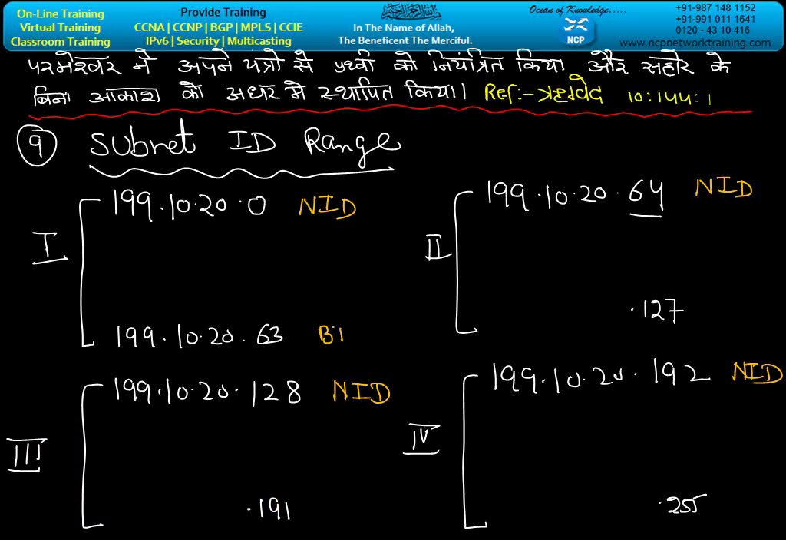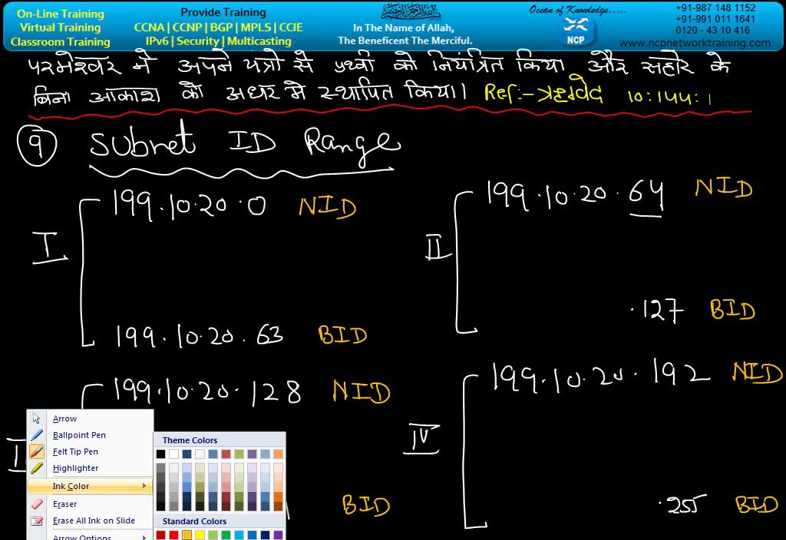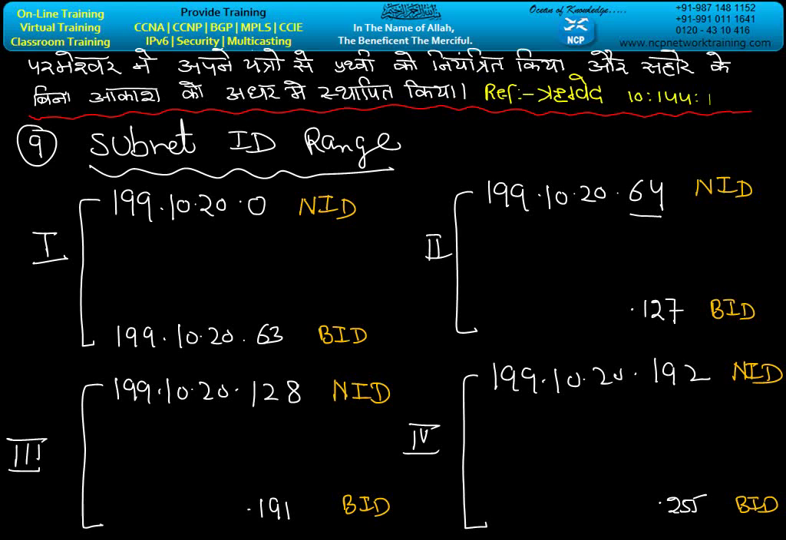199.10.20.63 is a BID for first subnet, 127 BID for second subnet, 191 BID for third subnet, and 255 BID for last subnet. And you know only 255 and 0 that we have discussed. 0 is the NID and 255 is the BID. We have not discussed 64 with the NID.